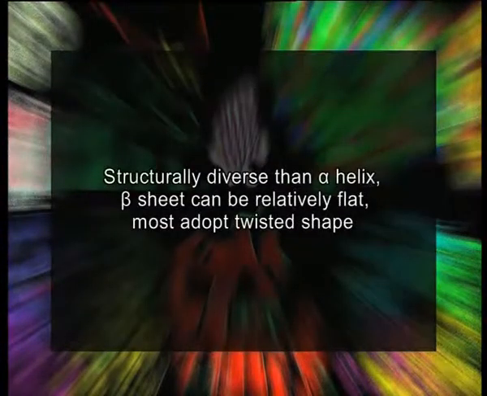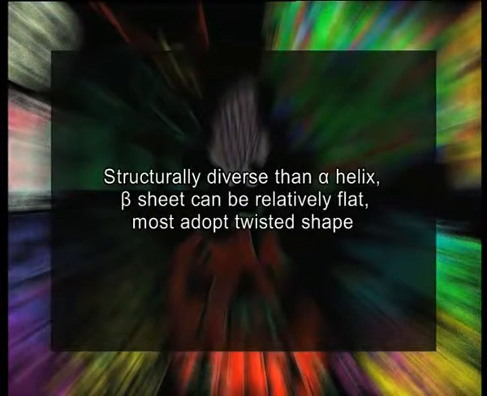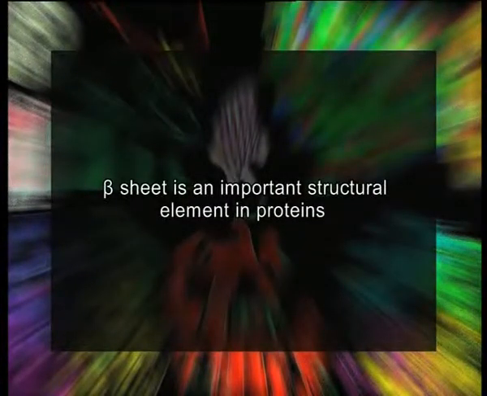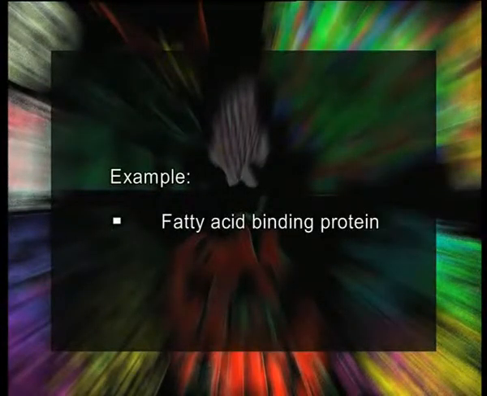More structurally diverse than the alpha helix, beta sheets can be relatively flat, but most adopt a somewhat twisted shape. The beta sheet is an important structural element in many proteins. For example, fatty acid binding proteins, important for lipid metabolism, are built almost entirely of beta sheets.